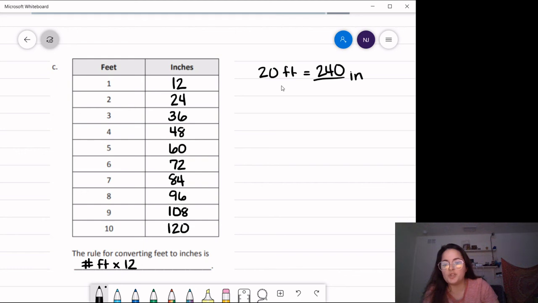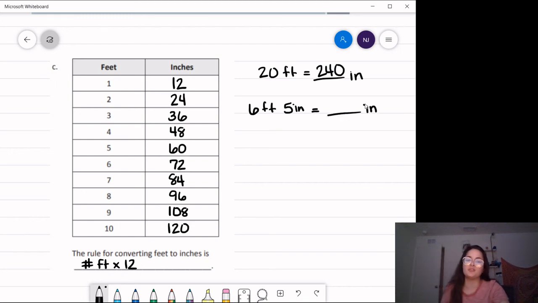Now, how would you be able to find out how many inches are in 6 feet, 5 inches? Go ahead and take a second to figure out how many inches are in 6 feet, 5 inches. We do have a mixed unit here, so we want to make sure we don't forget about those 5 inches that are already in inches, and make sure to add it on to whatever amount of inches we get in 6 feet.